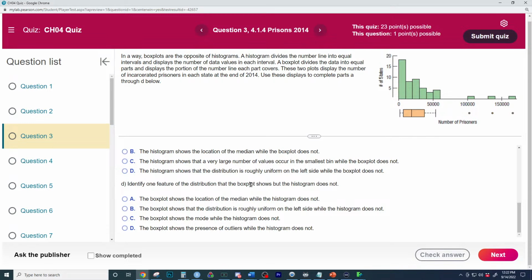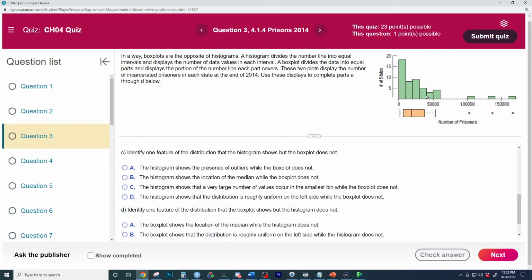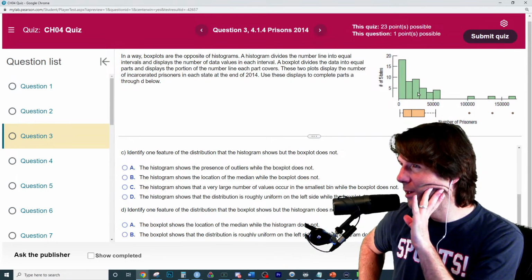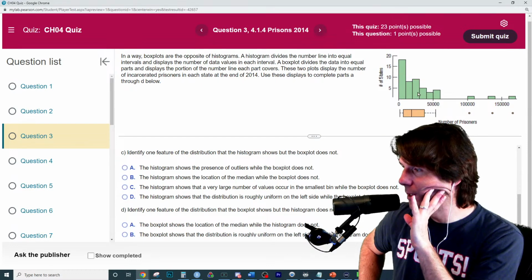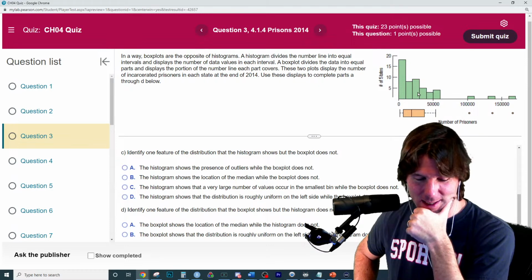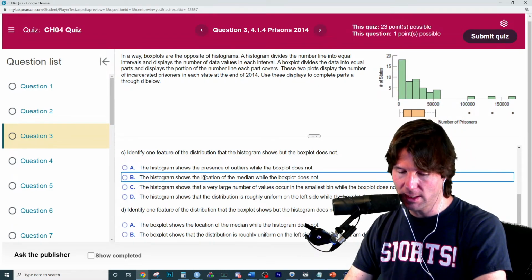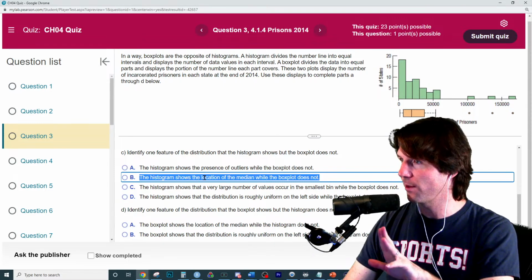Identify one feature of the distribution that the box plot shows. I would say it's rough. Nuts. I'm going to get really mad at my Pearson if they say it's roughly uniform. Uniform means flat. That's unimodal. No, they can't be going with that's roughly uniform. The histogram doesn't show median. That's just false. That's 100% false. That's false as false could be.